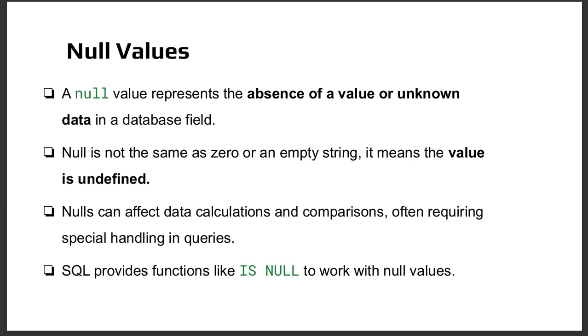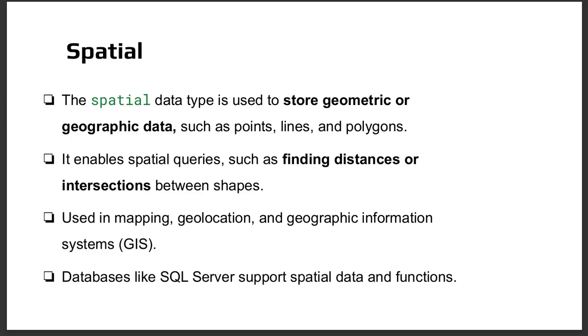Another data type is spatial. Spatial data types are used for geometric and geographic data. It allows us to create points, lines, and polygons within our database to create shapes and find distances at specific points.